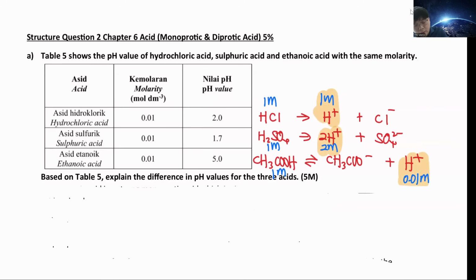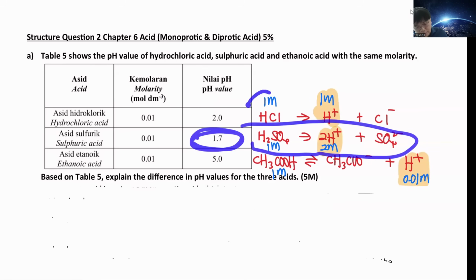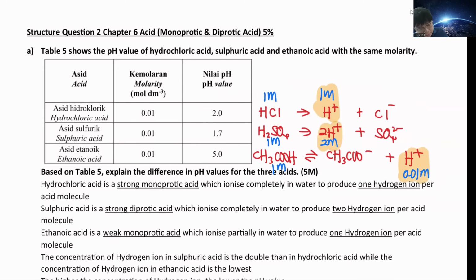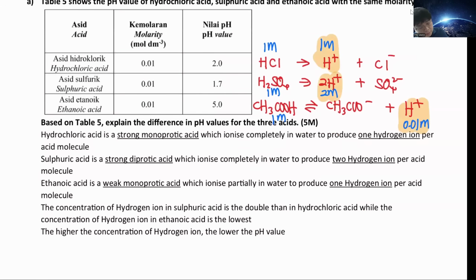The strongest acid will be our sulfuric acid. That's why you see the pH is very low. The second one will be the hydrochloric acid. And for the weak acid, you can see the pH is very high. So in the exam, how are they going to ask you this question? This is what you write.